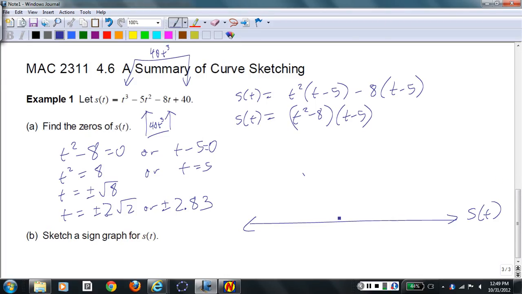So 5, 2 times the square root of 2, and negative 2 times the square root of 2. We would just need to evaluate s at negative 3, I guess. I don't know if that seems too close to negative 2 times the square root of 2. To tell the difference, we could go negative 4, but negative 3, 0, positive 3, and 6.